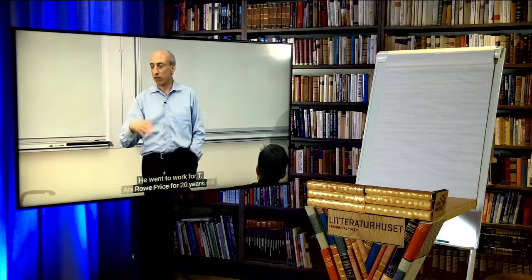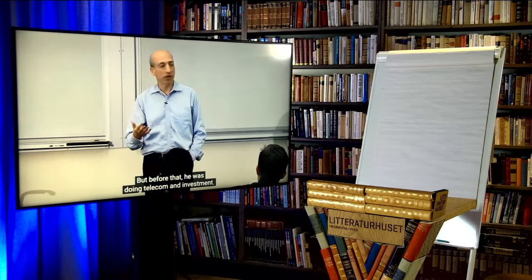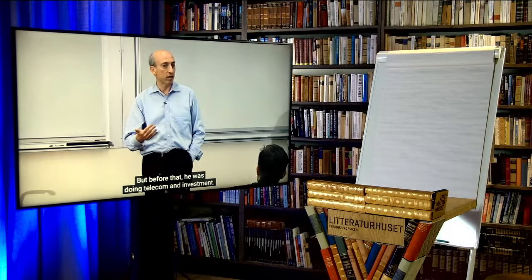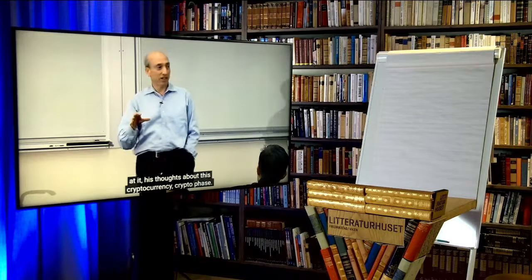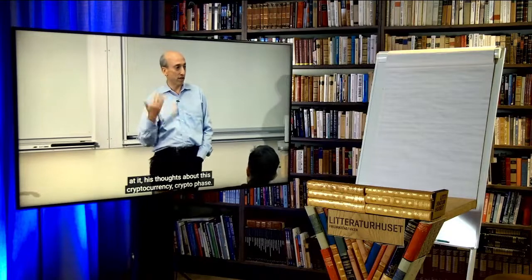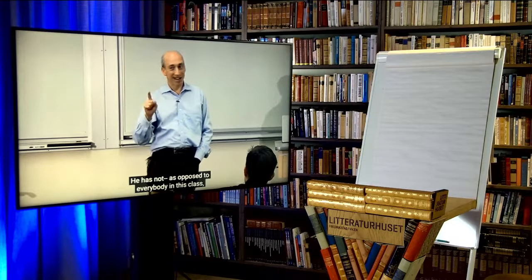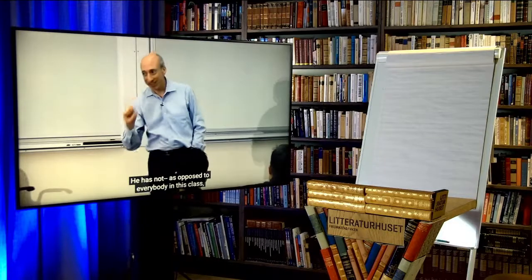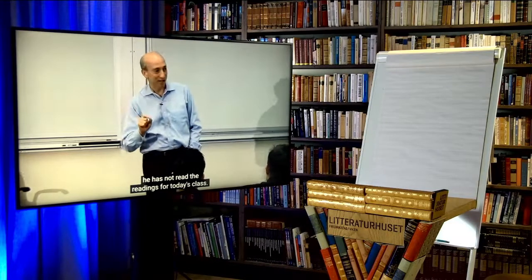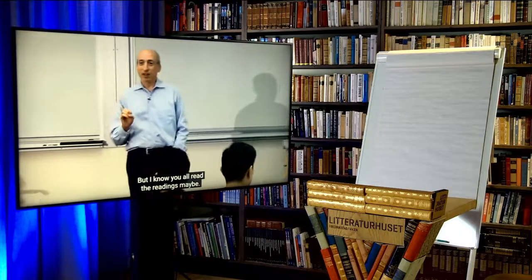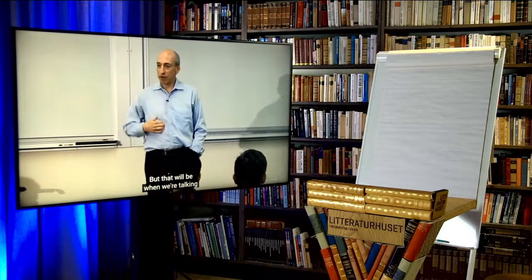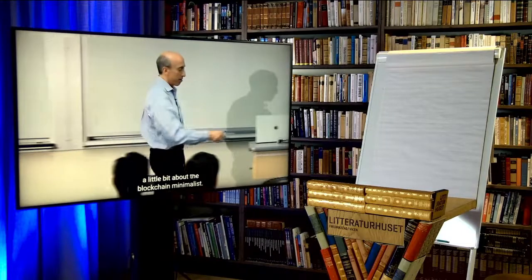For 20 years he ran a global equity fund, but before that he was doing telecom and investment. But I will ask Rob, as an asset manager who ran $20 billion of money at one point in time and was successful at it, his thoughts about this cryptocurrency, crypto phase. He has not, as opposed to everybody in this class, read the readings for today's class, but I know you all read the readings, maybe. But that will be when we're talking a little bit about the blockchain minimalists.